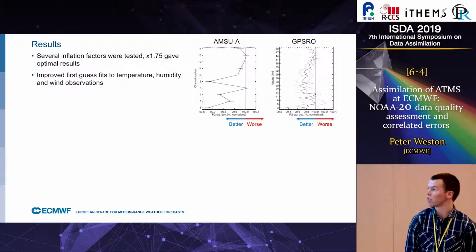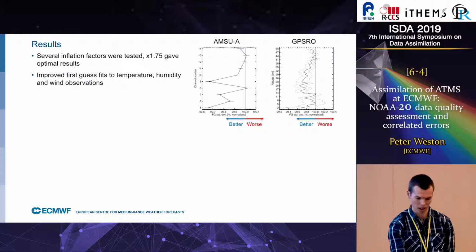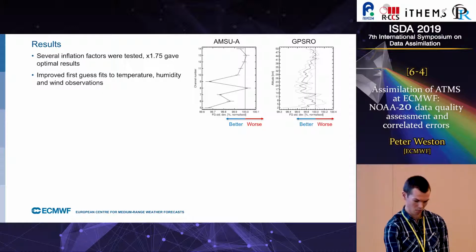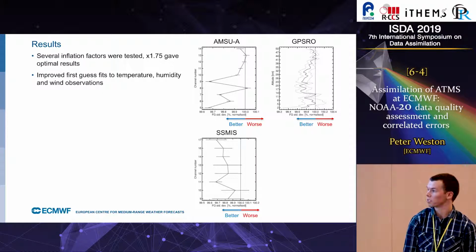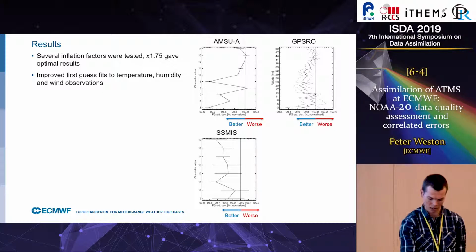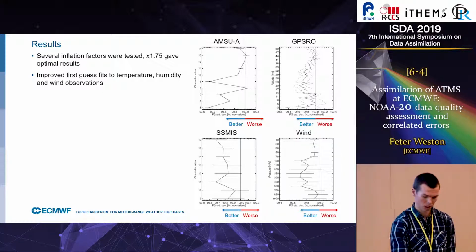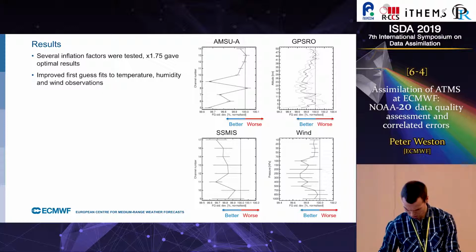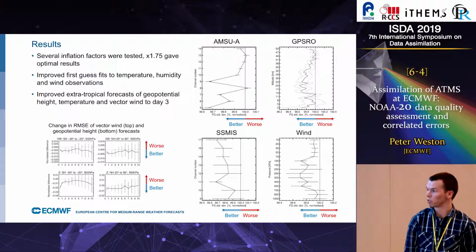Again, looking at the change in first guess fits here to temperature observations, AMSU-A and GPS-RO, the lines are generally to the left, showing improvements, particularly in the troposphere, which is the bottom of the AMSU-A plot there. But also we see improved fits to the humidity-sensitive observations. This is all-sky SSMIS, which is sensitive to cloud, and wind observations. And we also see quite significant improvements in our forecast scores.